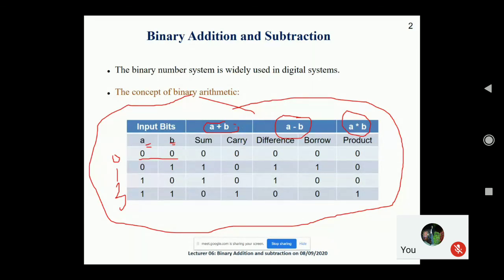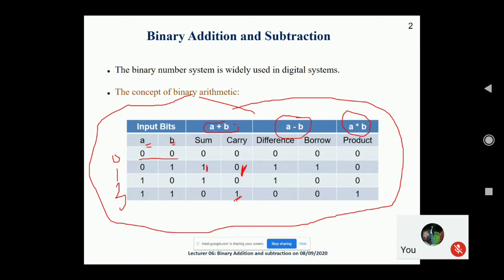When we apply addition, two outputs are generated: one is sum and one is carry. When we use 0 and 0, the sum value is 0 and the carry value is also 0. When we use 0 plus 1, the sum value is 1 and carry is 0. And for 1 plus 0, the sum value is also 1 and carry is 0. But when we use 1 plus 1, that means A equals 1 and B equals 1, the sum value is 0, but a carry is generated, so here I am writing 1.